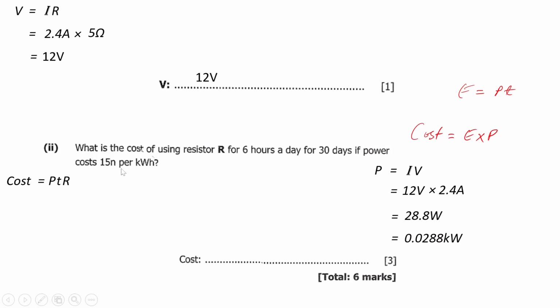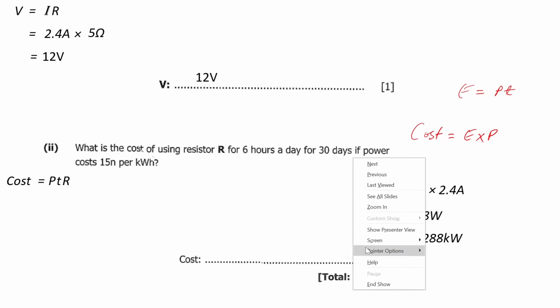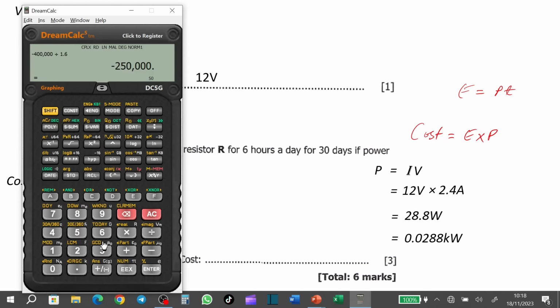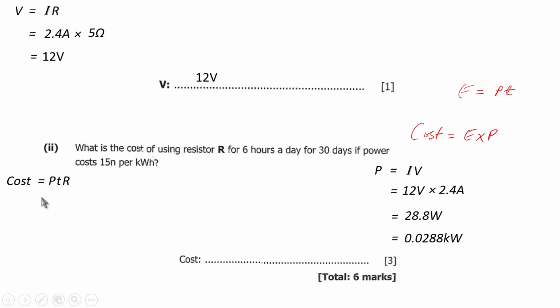Now time, how long was the resistor used? For 6 hours a day for 30 days. So to find your correct answer, you just do like this. You say, okay, it was used 6 hours for 30 days to know the total time, which is 180. So the time is 180. So you start substituting: cost equals power, which I've found is this one here, times time 180, times rate, which is 15 ngwe per kilowatt hour.